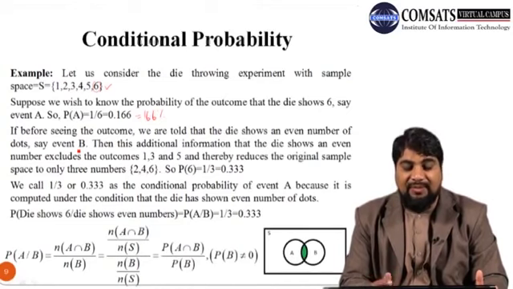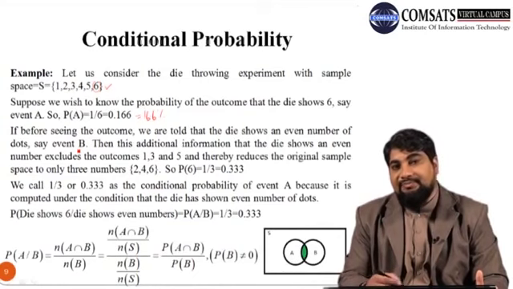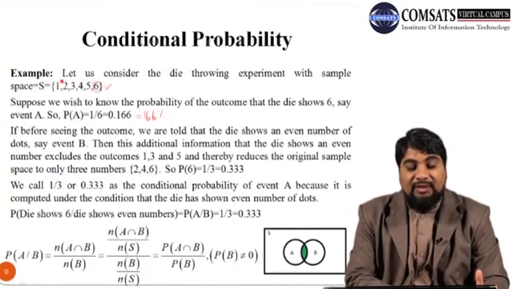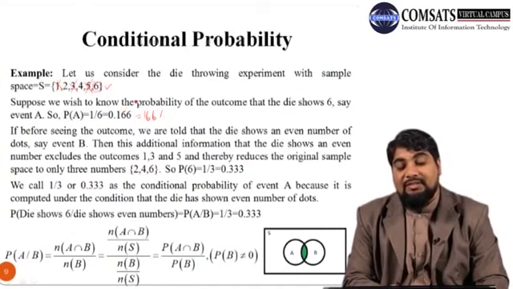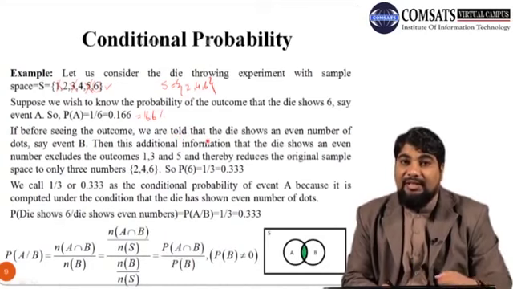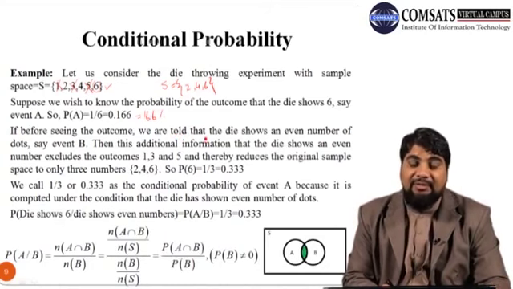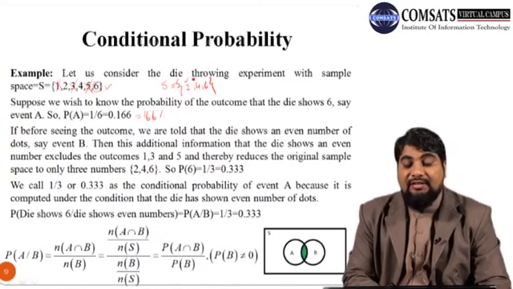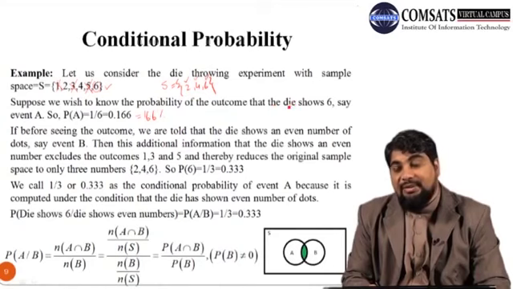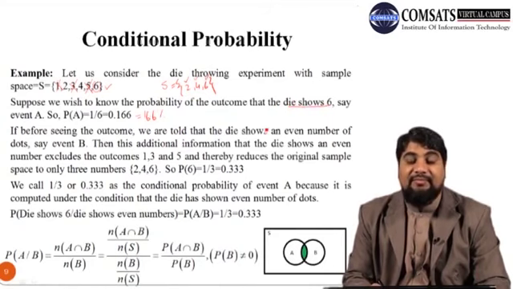So it means we now have additional information, so we can discard number 1, number 3 and number 5 from our sample space. Our reduced sample space will be 2, 4 and 6. Why? Because we now have the additional information that when the die is rolled, it shows an even number, so it shows either 2, 4 or 6. Now the question is, find the probability of getting a 6.